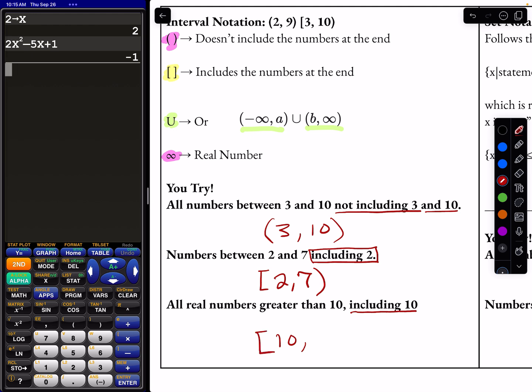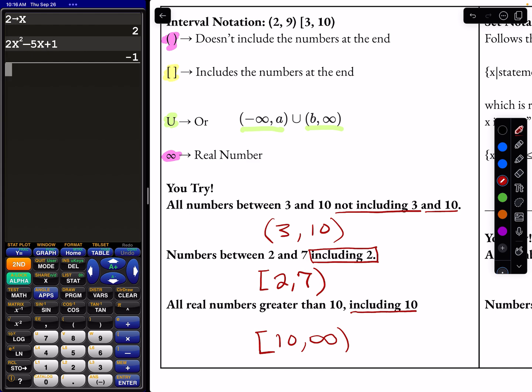And then if I'm talking about all real numbers, I'm going to use the infinity symbol because it's just going to go on to infinity. And then you put a parenthesis around infinity because infinity is infinite. It keeps going on forever. It can't ever actually equal infinity. So we use a parenthesis with infinity.